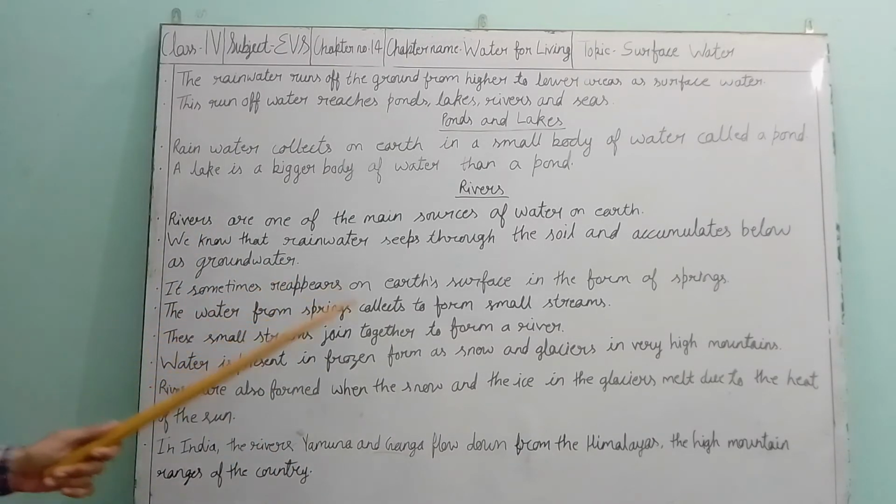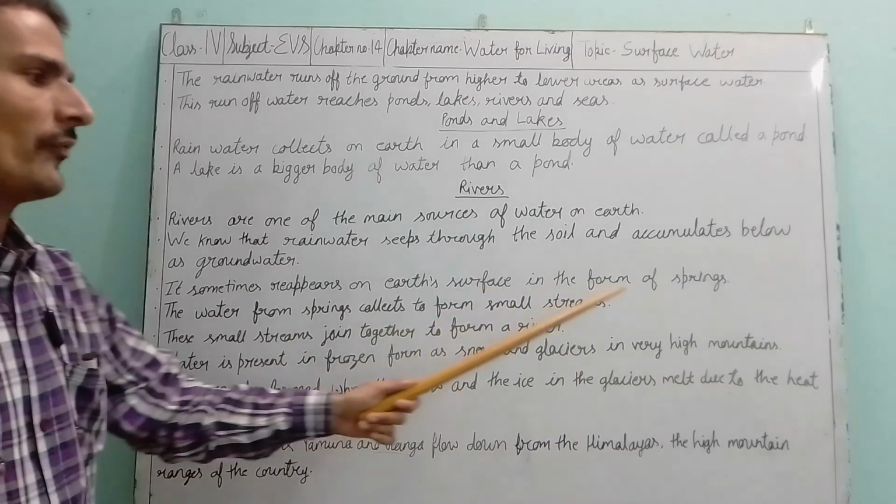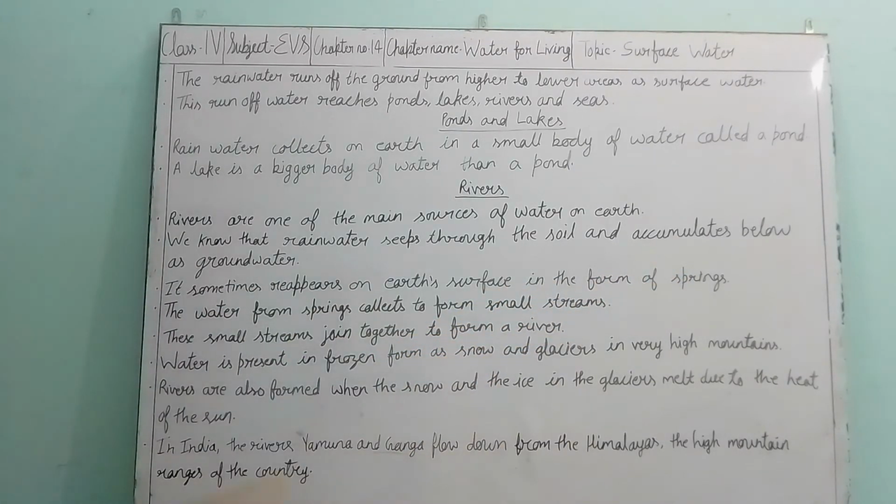It sometimes reappears on Earth's surface in the form of springs. The water that goes underground then moves and comes back on the earth in the form of springs. You know that spring is a season in which rain falls. So this groundwater comes back in the form of water.